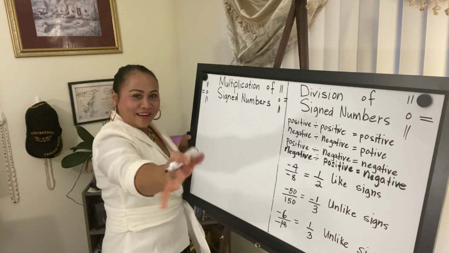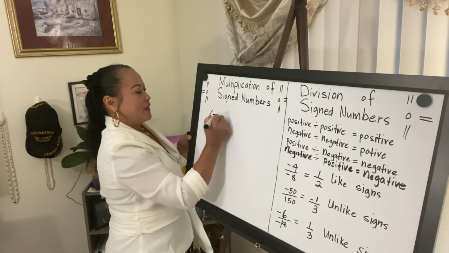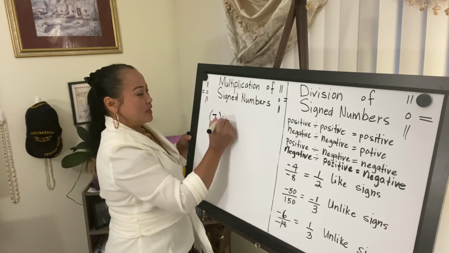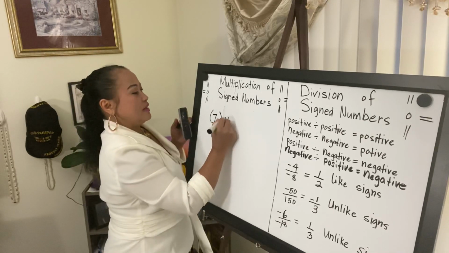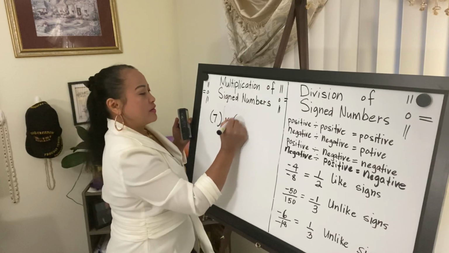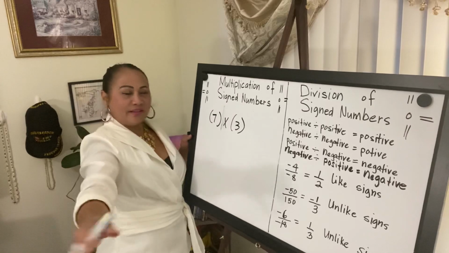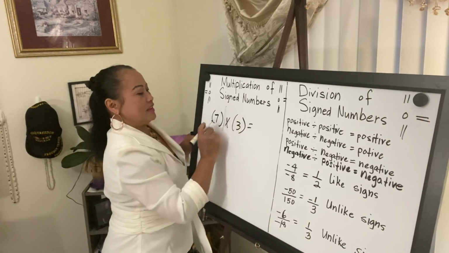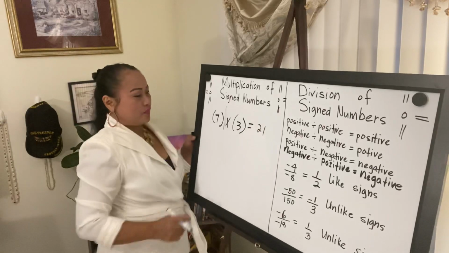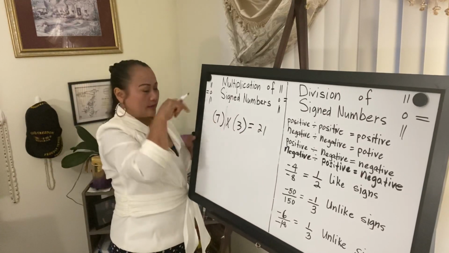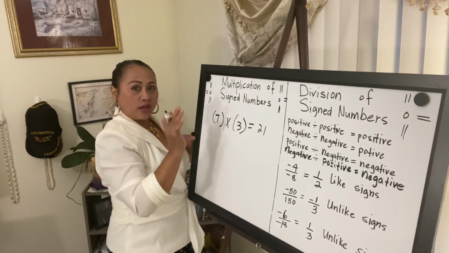Okay, Annalyn. 7 times 3. Okay, what's the answer, Annalyn? Yes, it's 21. So it has like signs. So the same signs are always positive.